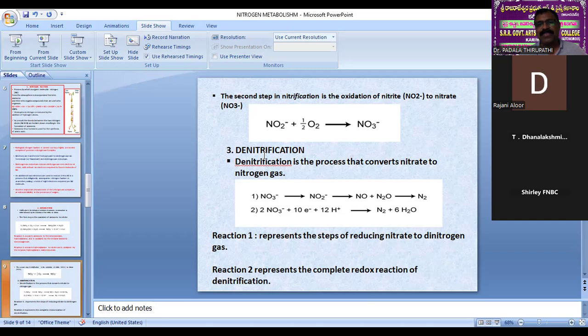And the third one is denitrification. Denitrification is not useful for the plants, but it is part of nitrogen metabolism. Denitrification is the process that converts nitrate to molecular nitrogen, the atmospheric or gaseous nitrogen. In this process, the reaction represents the reduction of nitrate to dinitrogen gas. It represents the complete reaction of denitrification. In this process, Thiobacillus denitrificans bacteria are involved. They convert nitrates into molecular nitrogen. So it is a continuation of the process in the nitrogen cycle. Tomorrow we're going to discuss the complete nitrogen cycle once again. Don't worry.